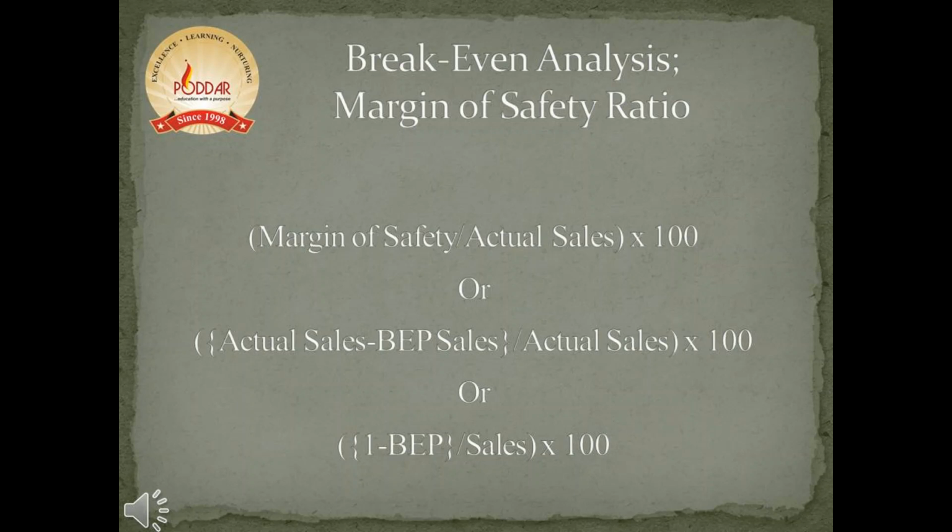We also calculate margin of safety ratio in break-even analysis, which is calculated with the help of the following formulas. Margin of safety ratio is equal to margin of safety divided by actual sales, and the resulting figure multiplied by 100. Or we can also calculate with actual sales minus BEP, the resulting figure divided by actual sales and multiplied by 100. Or we can also calculate with 1 minus BEP divided by sales, and the entire resulting figure multiplied by 100. Please note, we can use the appropriate formula according to the values given in our numerical query.